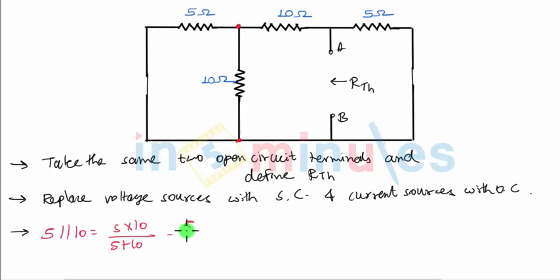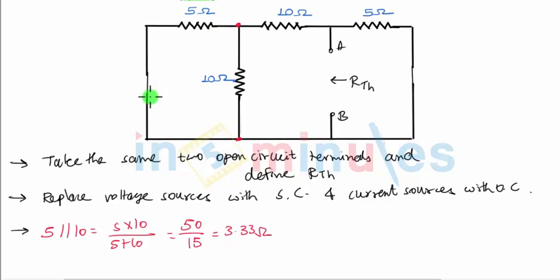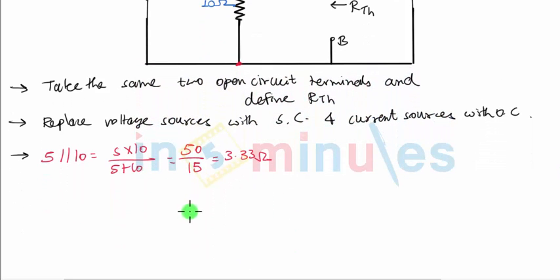and this will be 50 divided by 15, and this will be nothing but 3.33 ohms. So that's the first simplification, and let's see how the network looks. I'll remove this 5 ohm resistance and replace the 10 ohm resistance with its equivalent 3.33 ohms. So that's my equivalent resistance, 3.33.